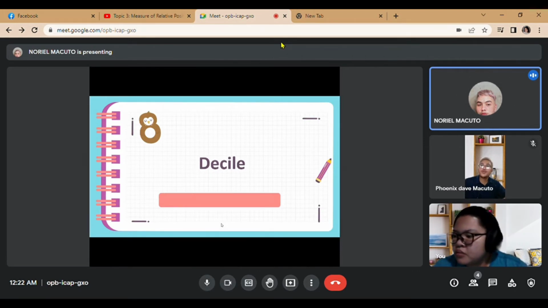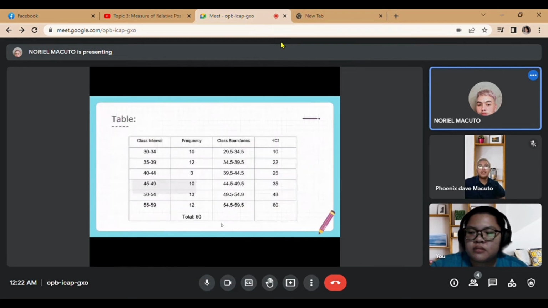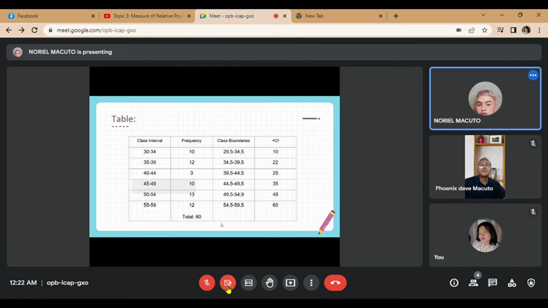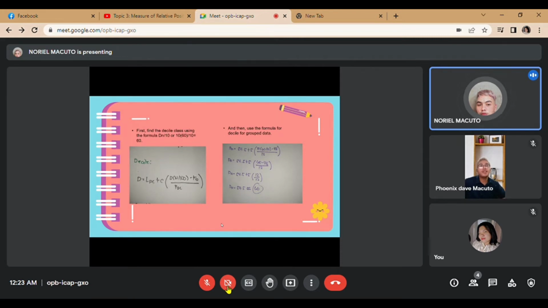Now let's proceed to get the decile. As you can see, it is the same table as earlier. First, find the decile class using the formula, which is Dn over 10, or 10 times 60 over 10, which is 60. Now, let's proceed to the formula of the decile, which is the lower class boundary of decile class plus the class size times the decile times n over 10, minus less than cumulative frequency, over frequency of the decile.